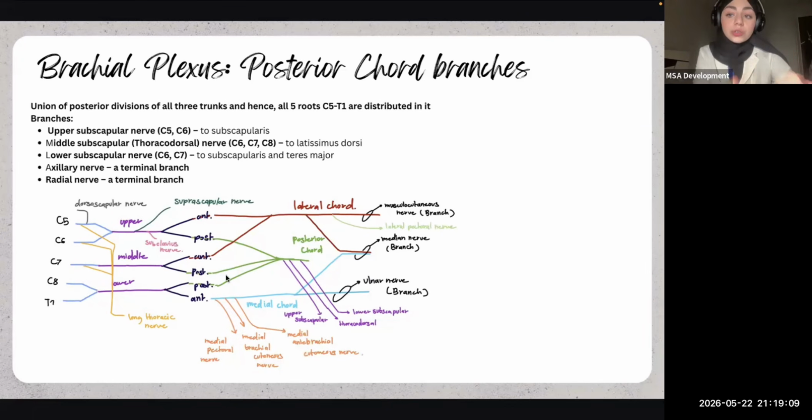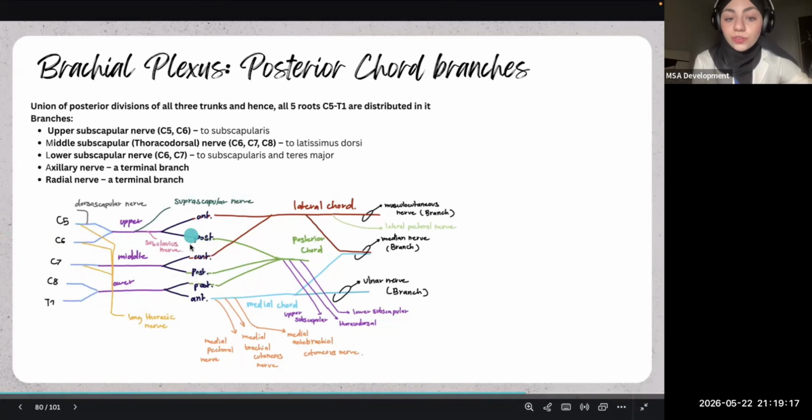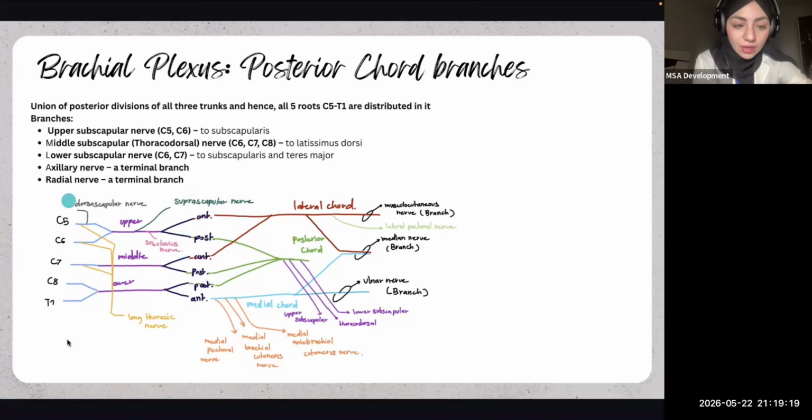And all of the roots are contributing, because recall, I told you, if you want to know the roots that are contributing to a nerve, always trace it back to where they began. So I took from every posterior division of every trunk, which means from C5 to T1, I have a contribution to this cord, okay?